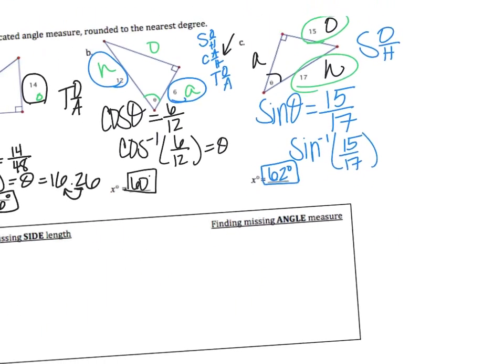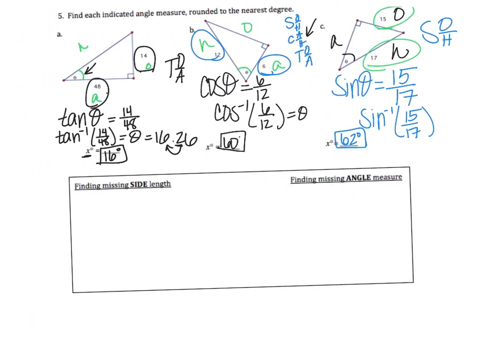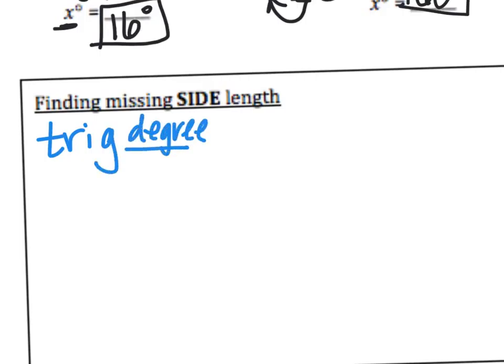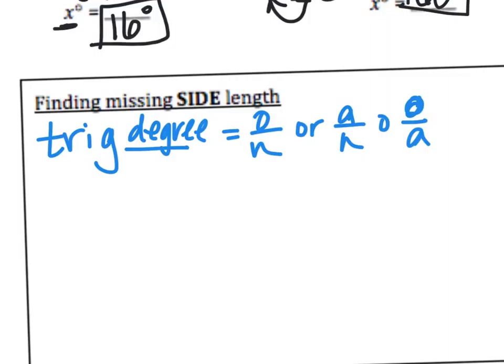Okay, I know that was long. That's a lot of level 2s. Remember, half of it is review, the other half is the new part. So just to kind of differentiate between the two, finding the missing side length, you're going to set up an equation. So you have a trig function followed by the degree equals, either O over H or A over H or O over A, depending on what trig function that you have.